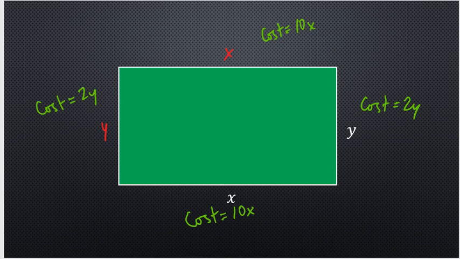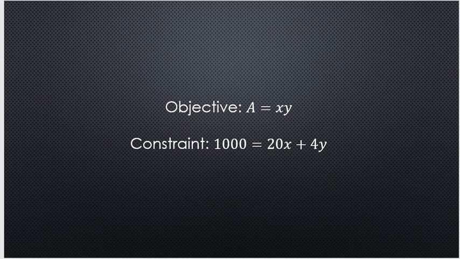So we come to our objective and constraint equations. The objective, we wanted to maximize the area. Area of a rectangle is simply length times width, or x times y. And then we just went into detail as to how we come up with our constraint equation.